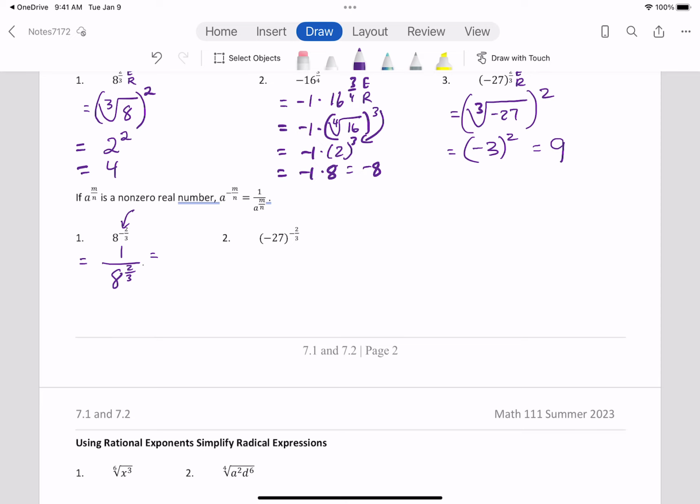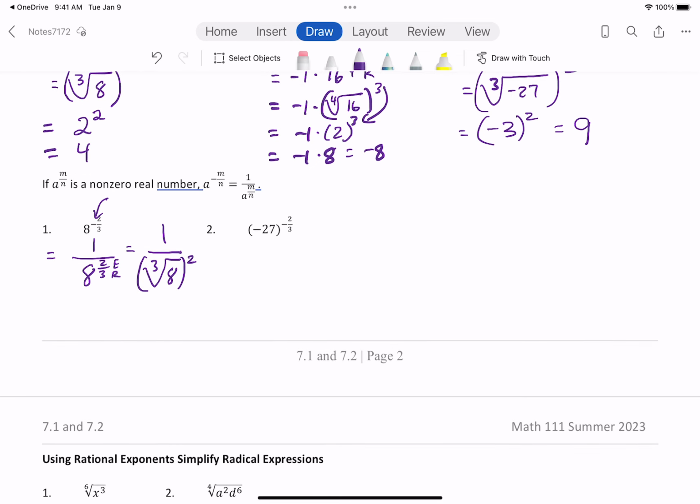From here, we can work this now just like we did the others. I'm going to have 1 over. The root is 3, so it's the cube root of 8, and that whole thing squared. So this is going to be 1 over. The cube root of 8 is 2, and we need to square that. So the answer is 1/4.